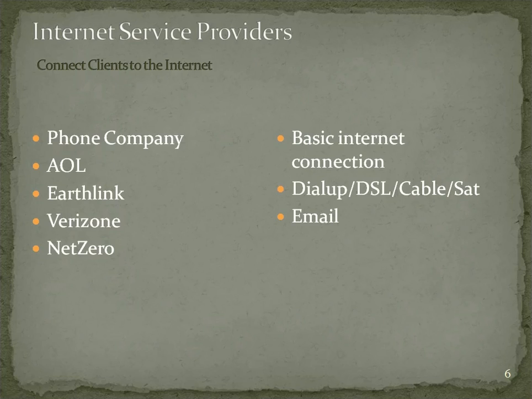Then AOL, Earthlink, Verizon, NetZero are some other companies that provide internet services. Now for a basic internet connection, suppose there are organizations which require high-speed connectivity, so the internet service providers provide high-speed services through optic fiber cables. These optic fiber cables are underground and are connected to the institute or the organization, so the organization can use the services.